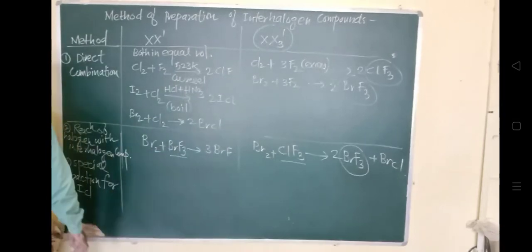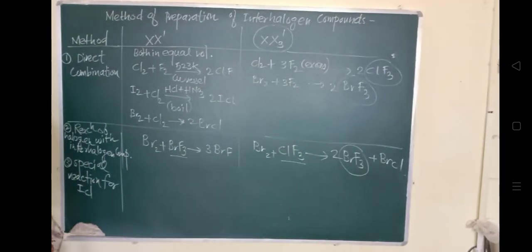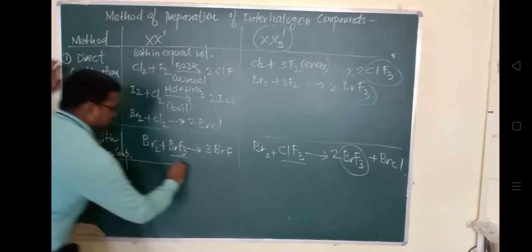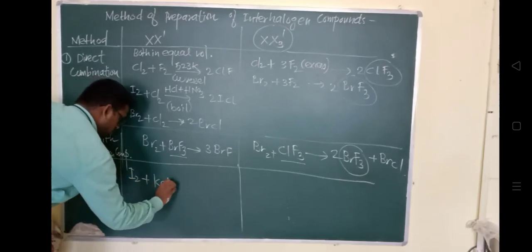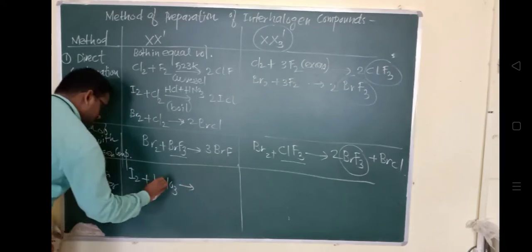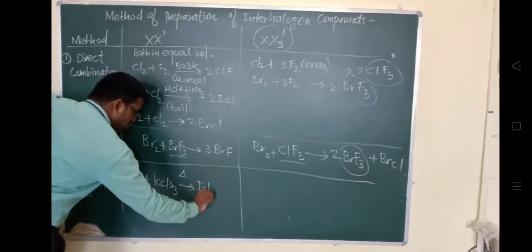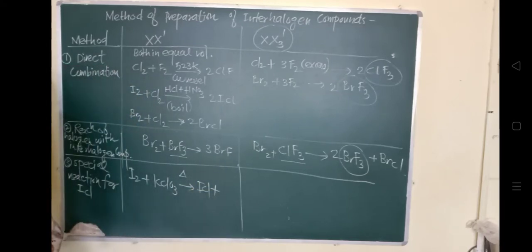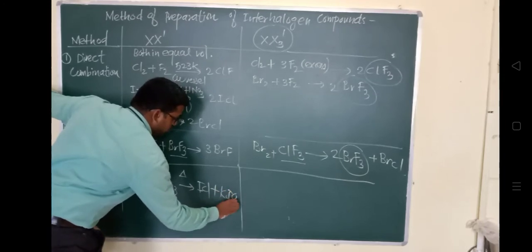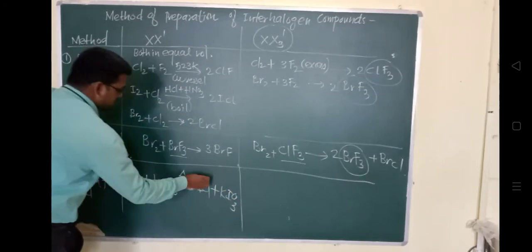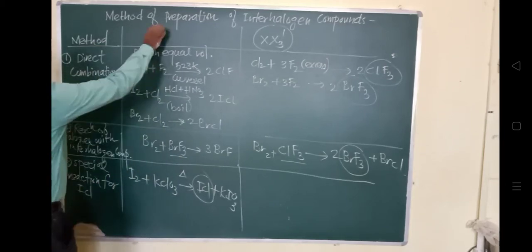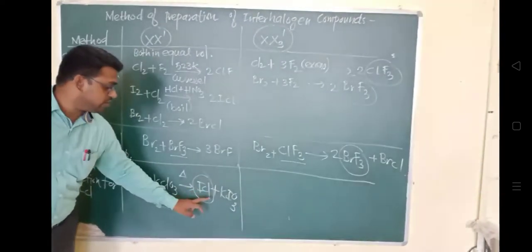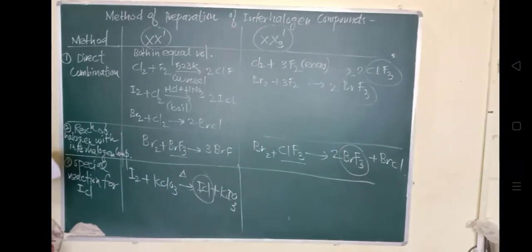When this I2 reacts with potassium chlorate, KClO3, it forms ICl, that is iodine monochloride, plus KIO3. So in this way iodine monochloride is prepared by a special reaction. This is the preparation of interhalogen compounds; they are prepared in this way.